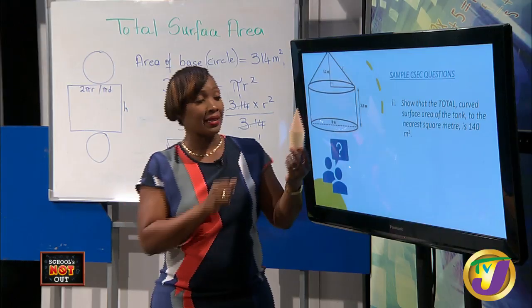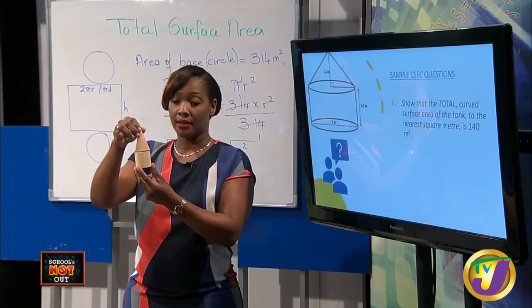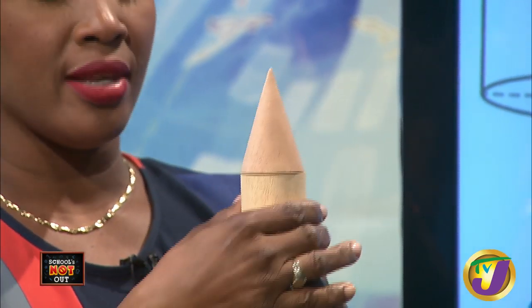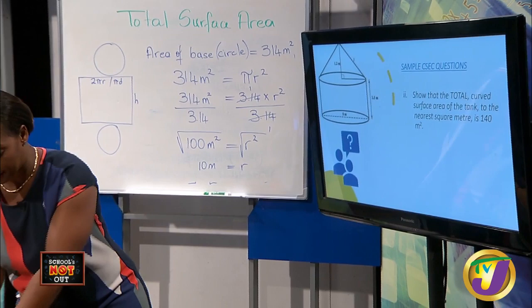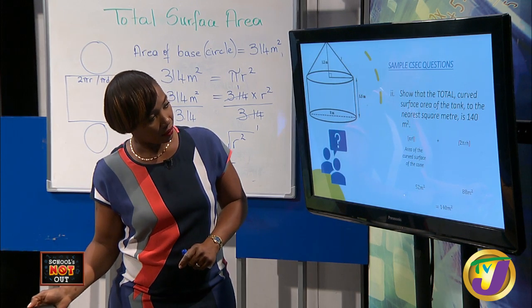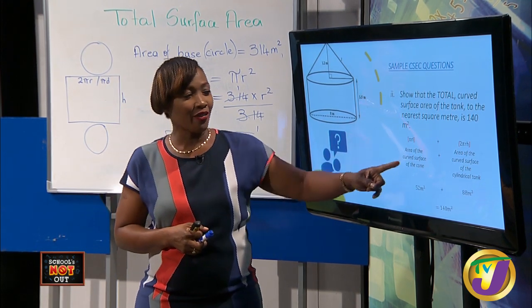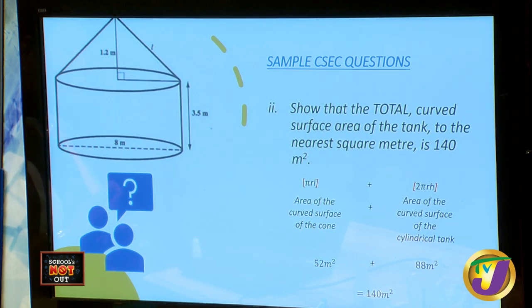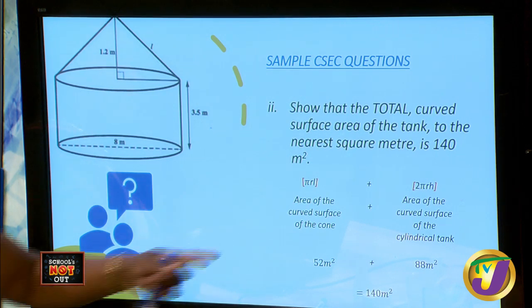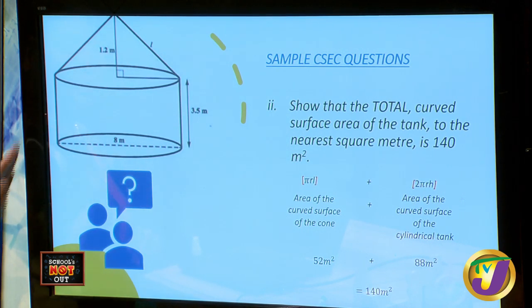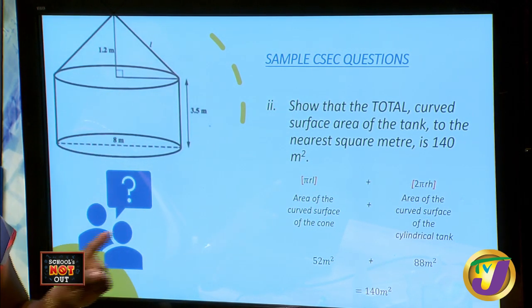So what I want you to realize is that we're not capturing this circular face. Neither are we capturing this. So we need to determine this area along with this area. And we do this. So the area of the curved surface of the cone would be pi multiplied by the radius multiplied by the slant height, why we needed to calculate that in the first place. And then we'd add it to the area of the curved surface of the cylindrical tank, which is here, which is 2 pi r h.